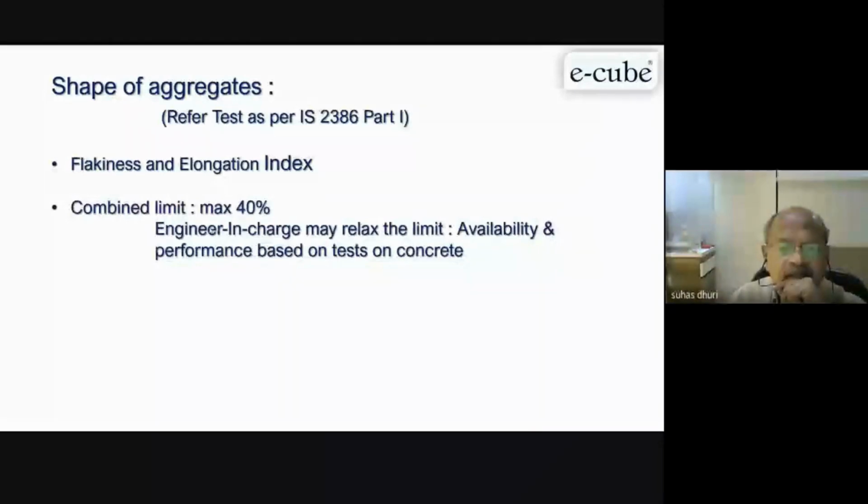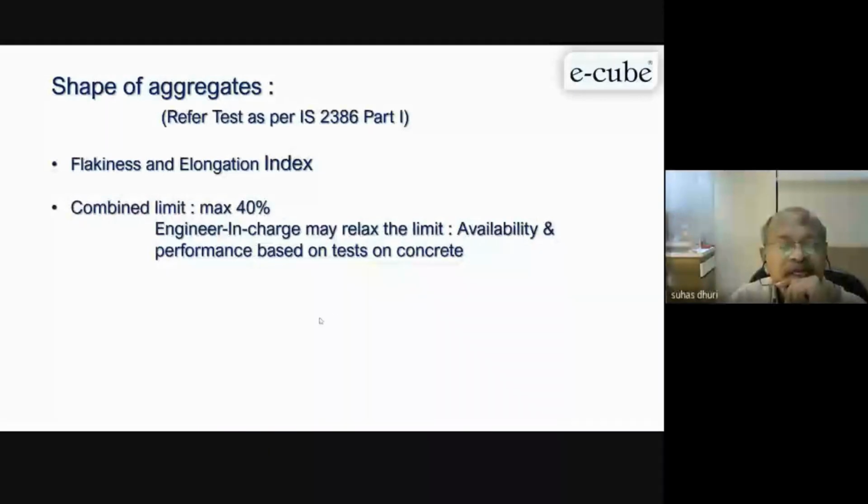Still, though they have given a limit, it is not mandatory, because the engineer in charge may relax this limit, which is also given in the code. Why? Because if you go for limestone aggregate, you must have seen limestone always comes in slates, in flat slates. So there, this value goes up to 50 to 60%.